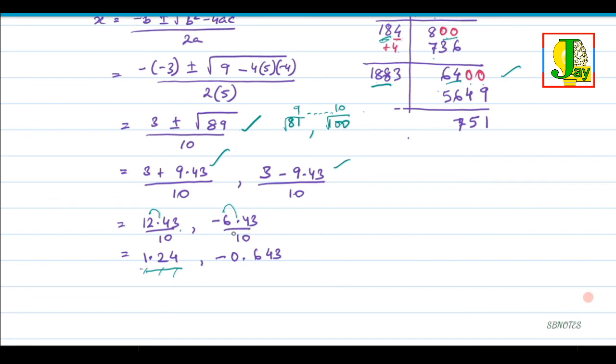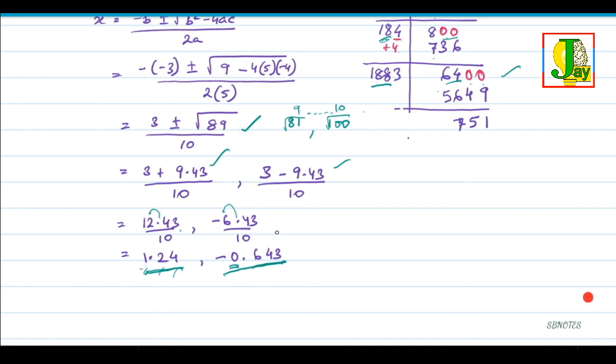And in the same manner we have 0.643. Now here you see this 0 has got no significance, so hence we need these 3 numbers to the right side. These are 3 significant figures. Okay, so here I have 1.24 and here I have minus 0.643.